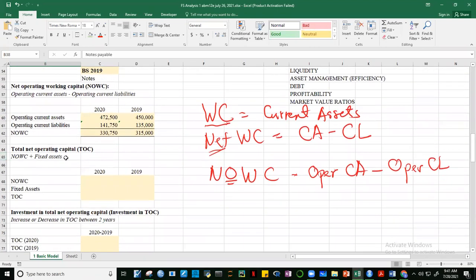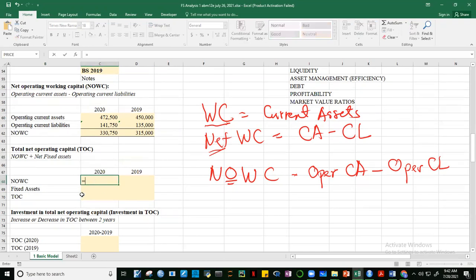Okay, let's now compute for TOC or TNOC, but it's TOC to shortcut, total operating capital. So total operating capital is simply your NOWC plus your net fixed assets. So we'll be using the net fixed assets. Okay. So how do we compute for the total net operating working capital? So it's simply magkano yung NOWC natin plus your net fixed assets.